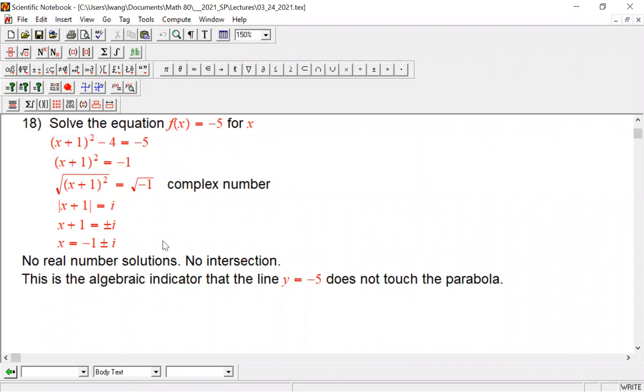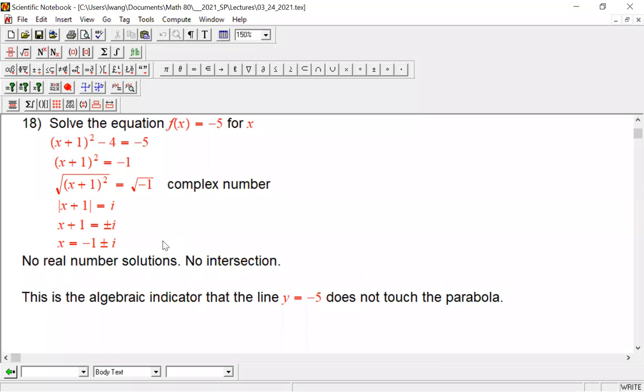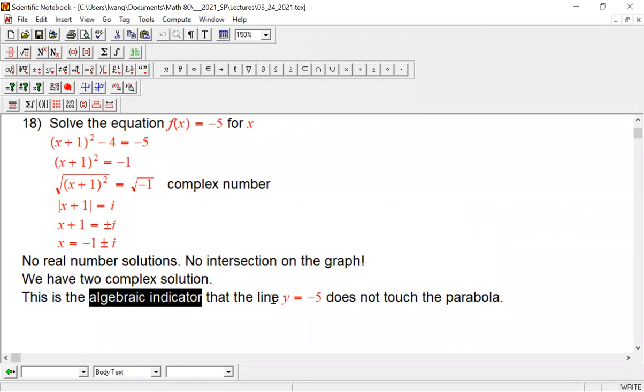No intersection. Okay, no real number solution. We have two complex number solutions. So there's no point of intersection on the graph. This is the algebraic indicator that the line does not touch the parabola. That's number 19. I'm sorry, that's number 18.